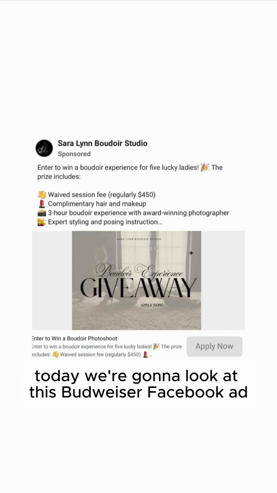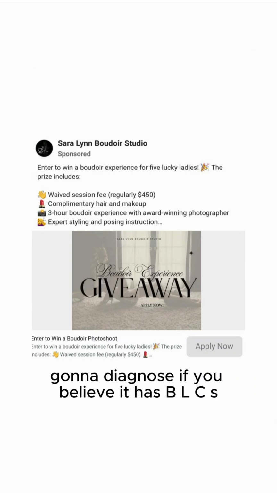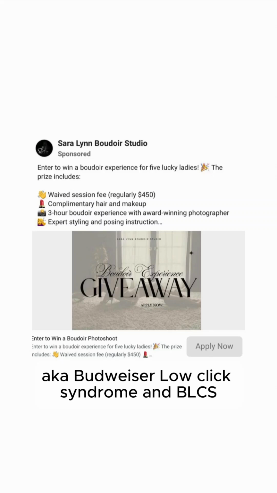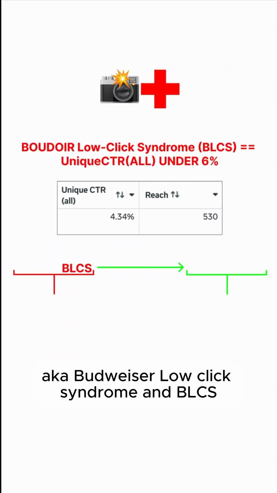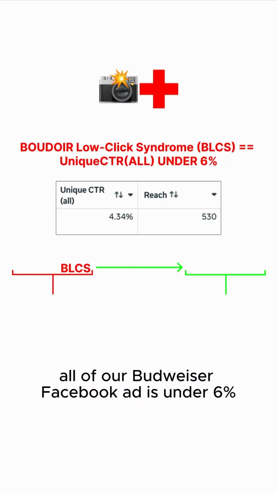All right, y'all. Today we're going to look at this Boudoir Facebook ad. Going to diagnose it, see if we believe it has BLCS, aka Boudoir Low Click Syndrome. So Boudoir Low Click Syndrome, BLCS, is when the unique CTR of our Boudoir Facebook ad is under 6%.